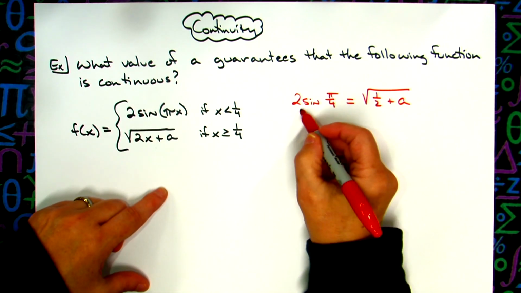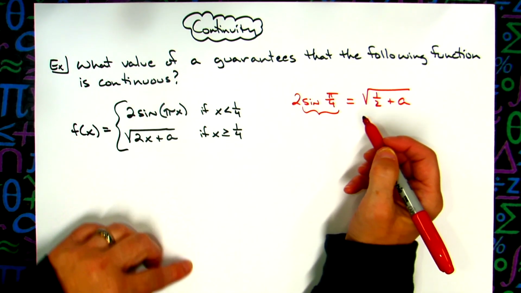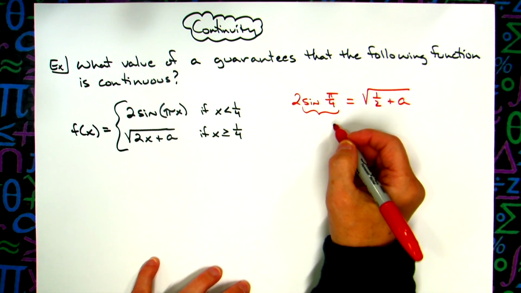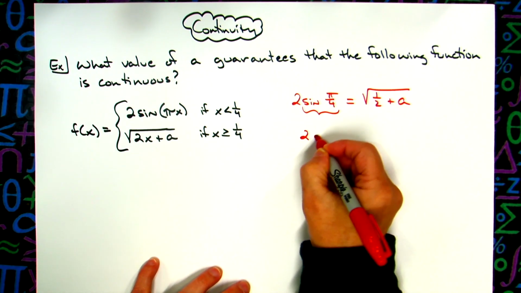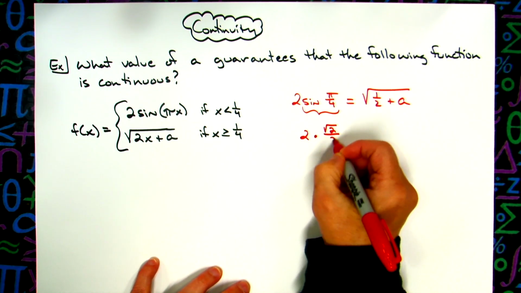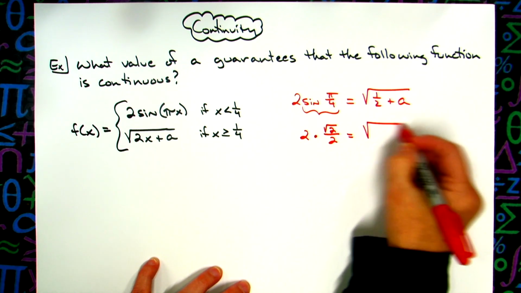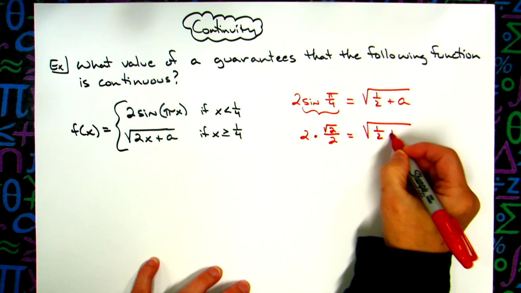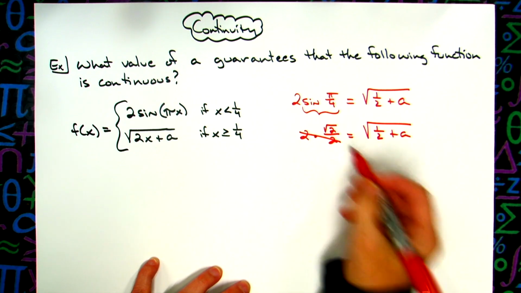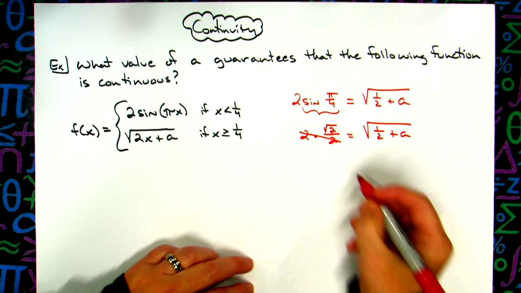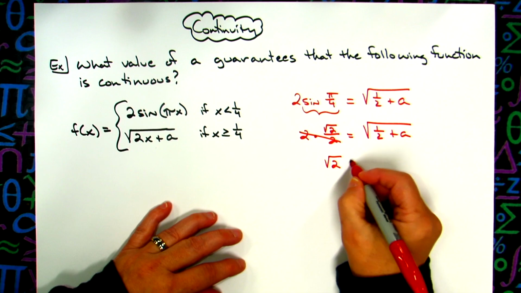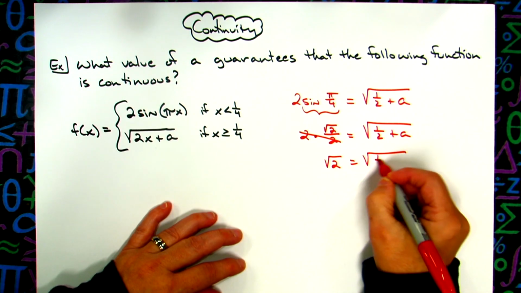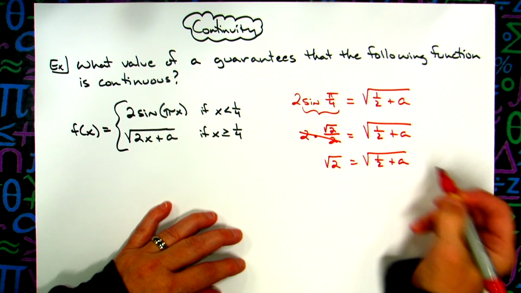All right, now we've got to recall our trig values here. Sine of pi over 4 is going to be square root of 2 over 2. So I'm going to have 2 times square root of 2 over 2. Right-hand side is just going to stay the same, square root of 1/2 plus a. This side I can cross out those 2, simplify there. I'll have a square root of 2 is equal to the square root of a 1/2 plus an a.